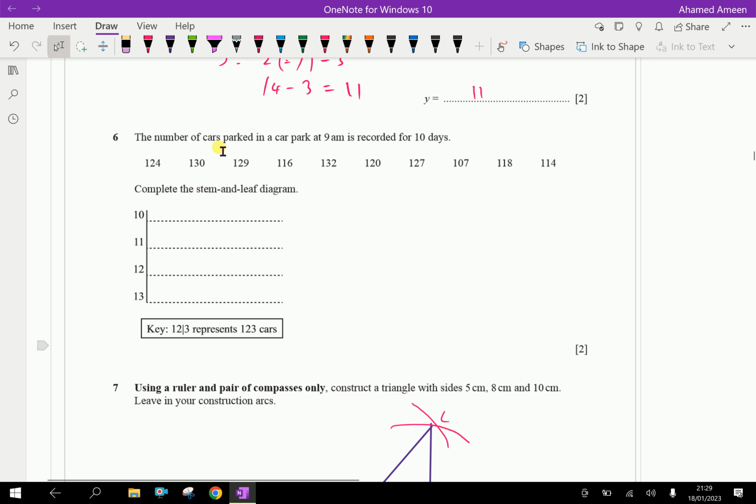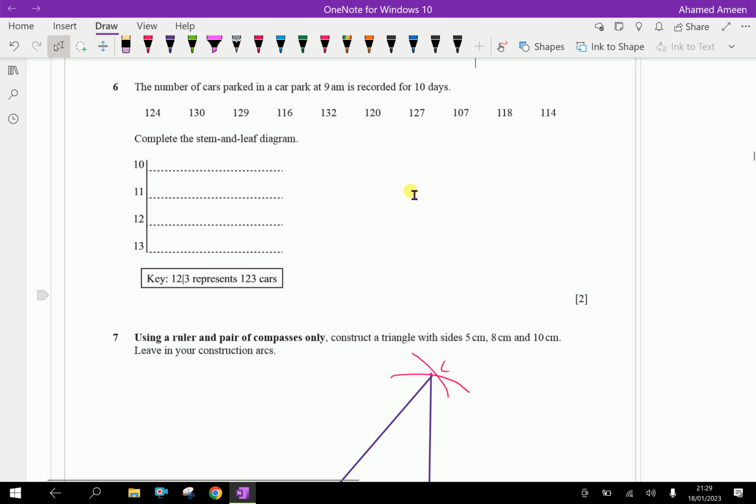Question number 6. The number of cars parked in a car park at 9 a.m. is recorded for 10 days. Here 124, the unit digit is 4; 130 is 0; 129 is 9; 116 is 6; 132 is 2; 120 is 0; 127 is 7; 107 is 7; 118 is 8; and 114 is 4.